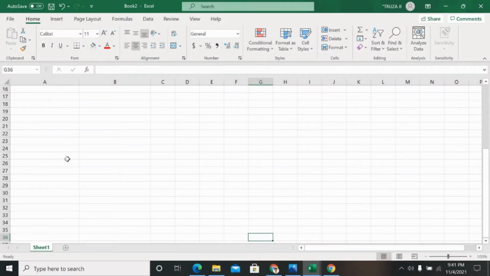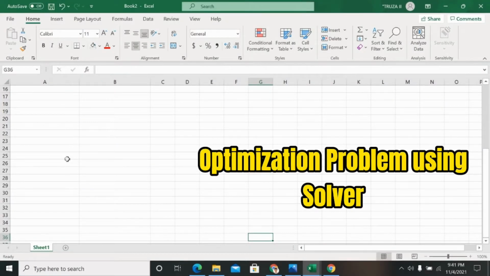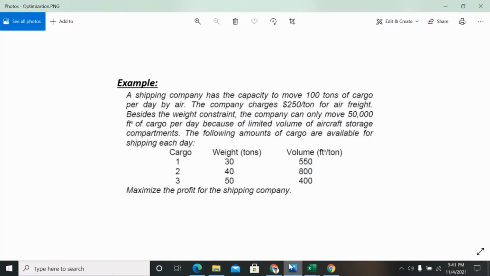So problem number one. A shipping company has the capacity to move 100 tons of cargo per day by air. The company charges 250 per ton for air freight. Besides the weight constraint, the company can only move 50,000 cubic feet of cargo per day because of limited volume of aircraft storage compartments. The following amounts of cargo are available for shipping each day.